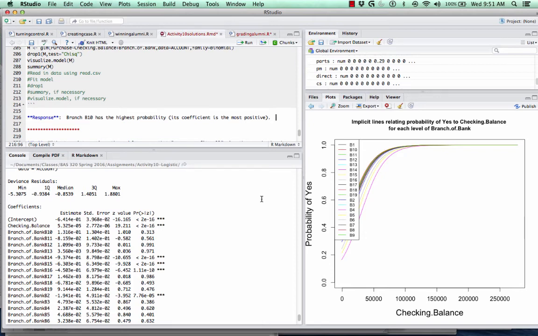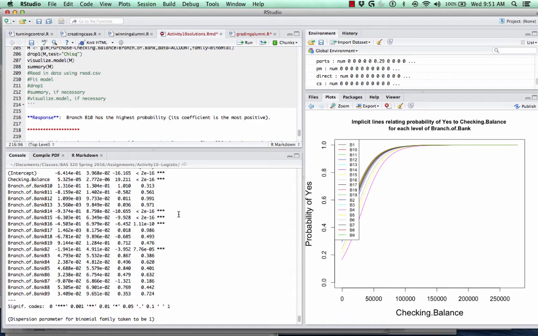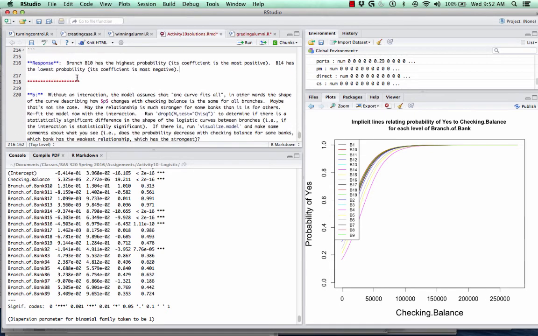Which has the lowest? Well, that's going to be the most negative, the one that's most below the reference level. And so which one is the most negative here? Well, we see a minus 0.9. Can we beat that? No, we can't. So it looks like branch 14 has the overall lowest. B14 has the lowest probability. Its coefficient is most negative. And that confirms what we saw over here. B14, that's that pink line.